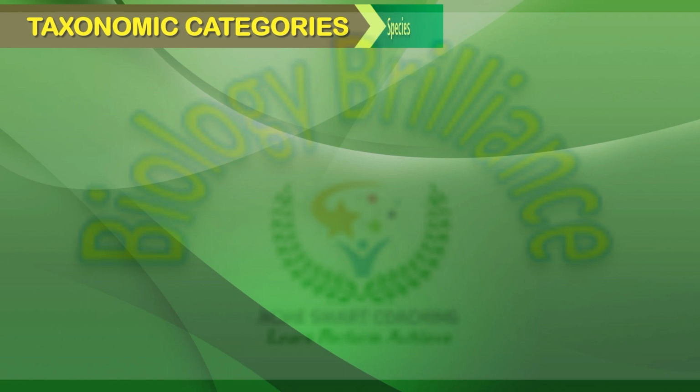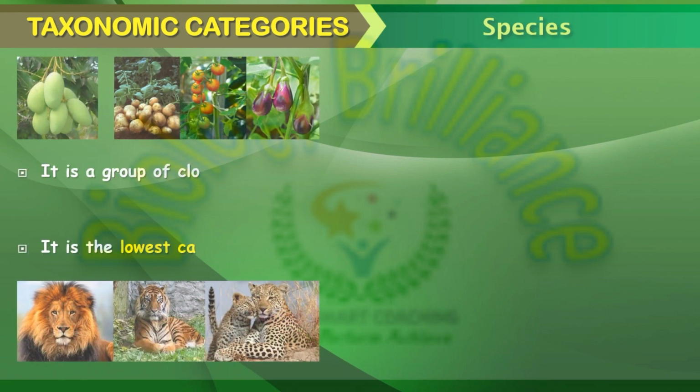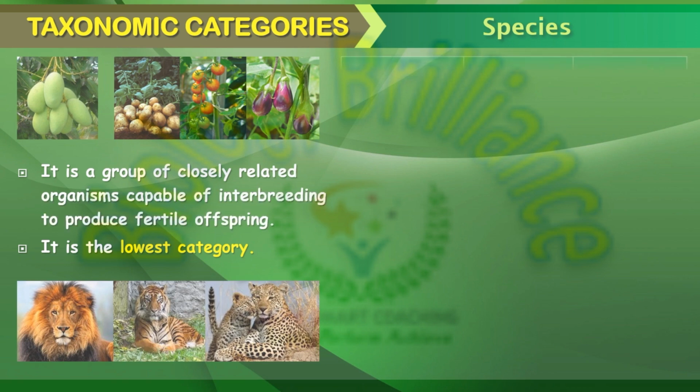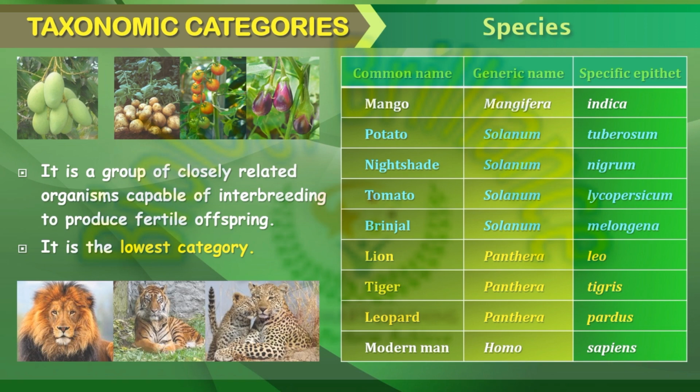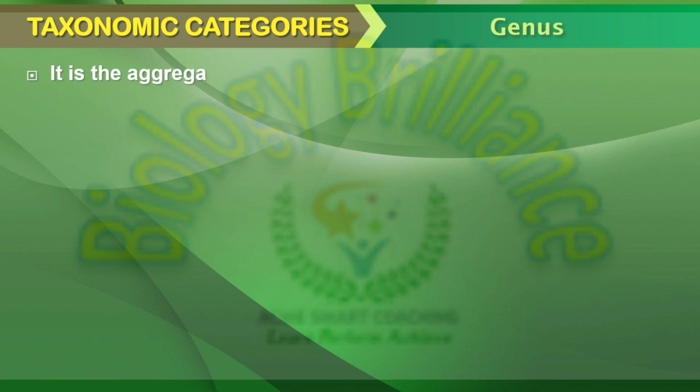Species is a group of closely related organisms capable of interbreeding to produce fertile offspring. It is the lowest category. Common names and scientific names of some common plants and animals have been shown here. Now, let's see what is genus. It is the aggregate of closely related species.